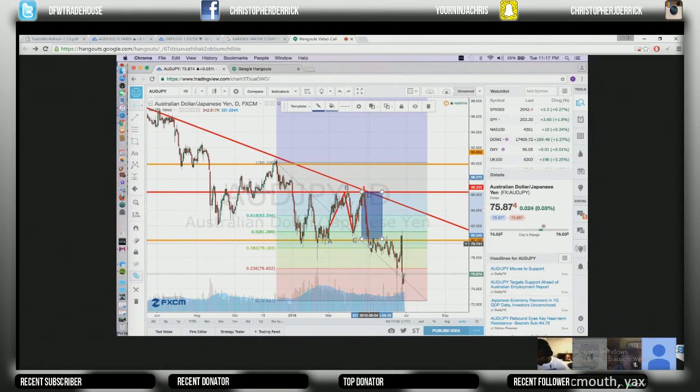Once support is broken, support becomes resistance. Remember, the floor is support, the roof is resistance. This orange line is support, this red line is resistance. Once this market came down and broke this support, it became resistance. So now you have a new ceiling. The market came down, returned to retest.